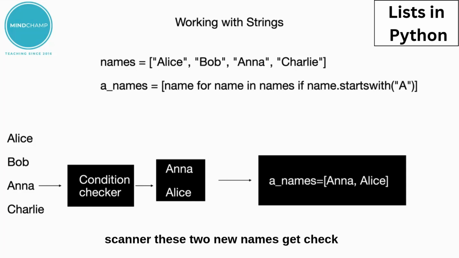These two names get check marks and they move into a new group. In this case, it will move into a new list, and this new list will be more like a filtered list. So it's using conditions, but instead of using numbers like in all the previous examples, it's working with strings.